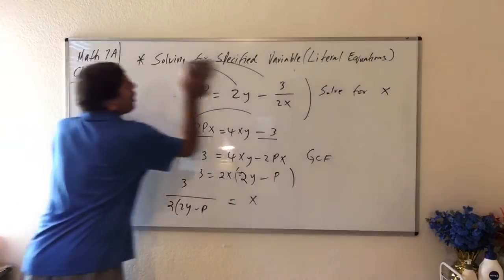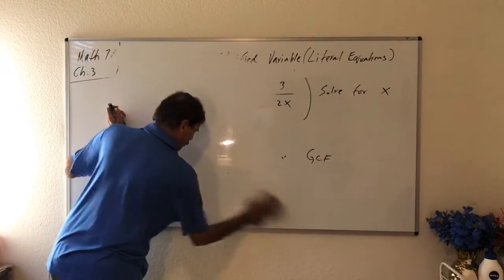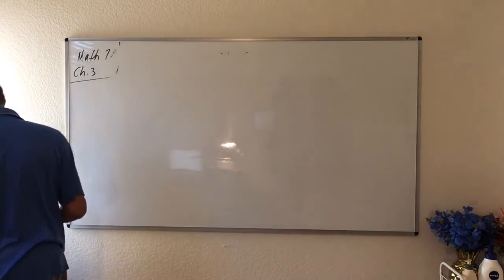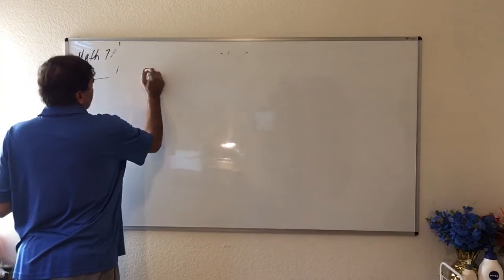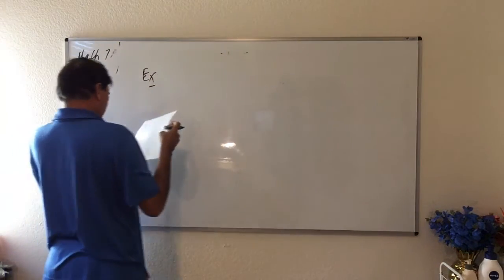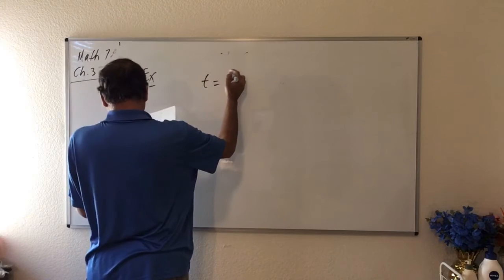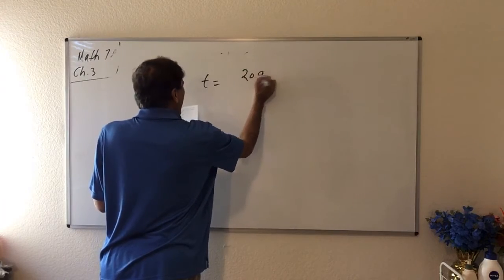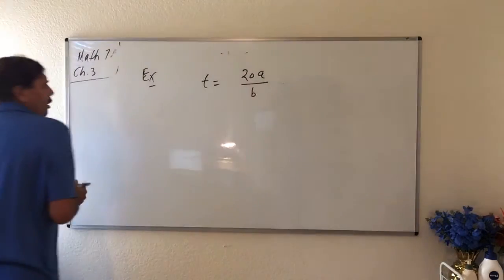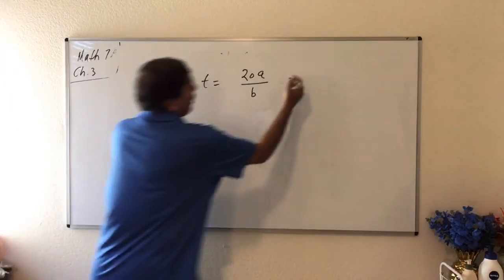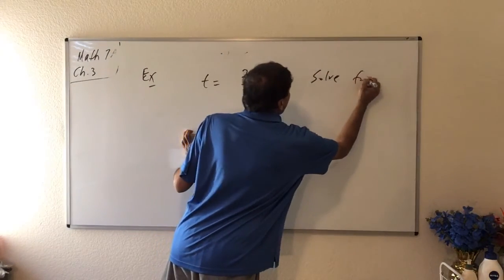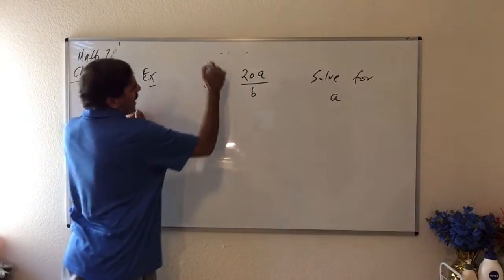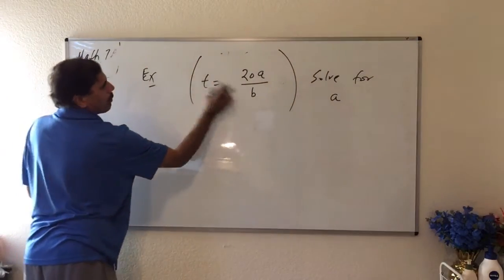So let me show you one similar to the homework problems. So for example, here, let's say we have t equals 20a over b. So then somebody asks you to solve for a. Well, this means you must clear the fraction first. So how do you clear the fraction? We multiply the whole thing by the lowest common denominator.